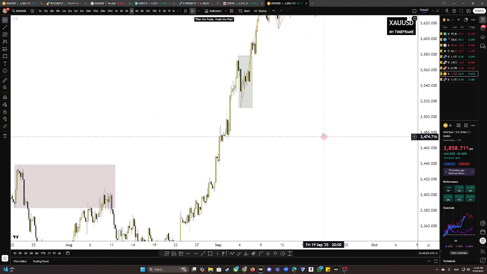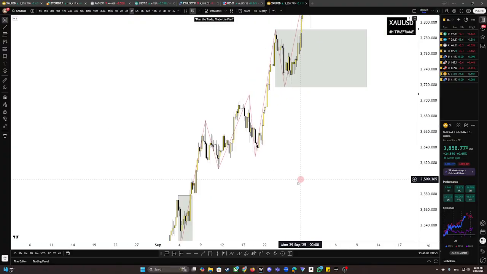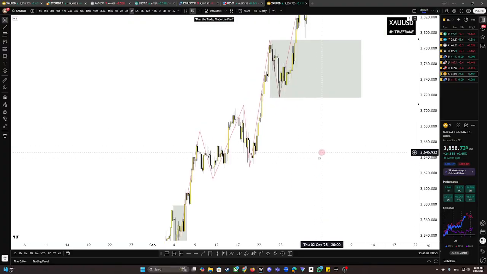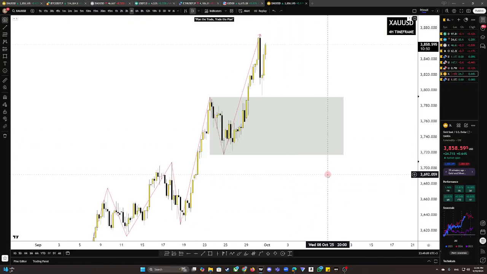The second type is basically looking for order blocks. What are order blocks? Order blocks are opposite colored candles that act as support and resistance, and I'll show you an example right away.